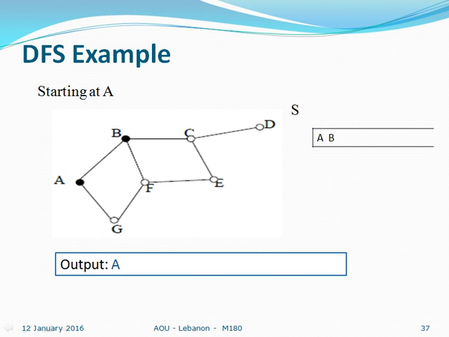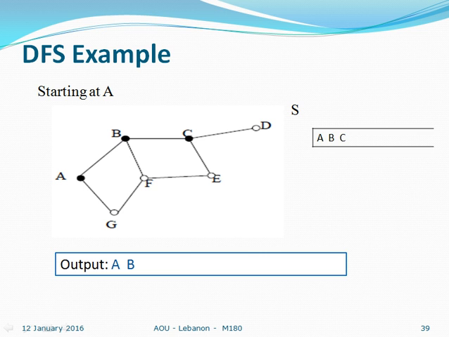The next is B. Now next to A there is also a G, but B comes before G, so we consider that value to be visited. So we insert B into the stack and we print B as visited. Then from B there is F and C, so we consider C, as C is before F in the alphabetical order. So C is considered and we mark C as visited in the output.